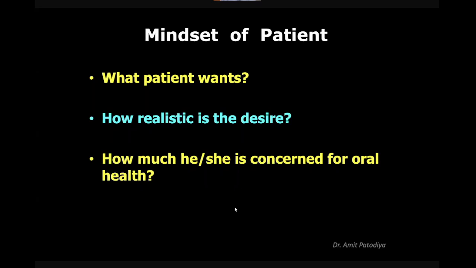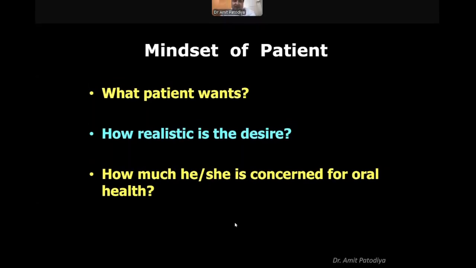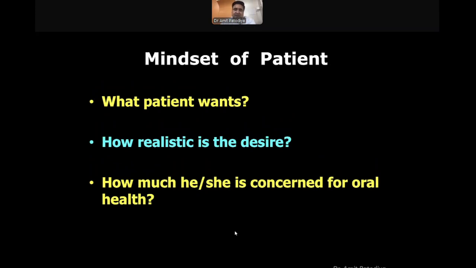And the most important, I can create anything for them. But what if they don't maintain it? What is their outlook for oral health? Are they ready to go for oral prophylaxis twice a year? Are they ready to quit their habits of chewing tobacco and supari or pan or whatever? So if they are not bothered about oral health, what can we do?